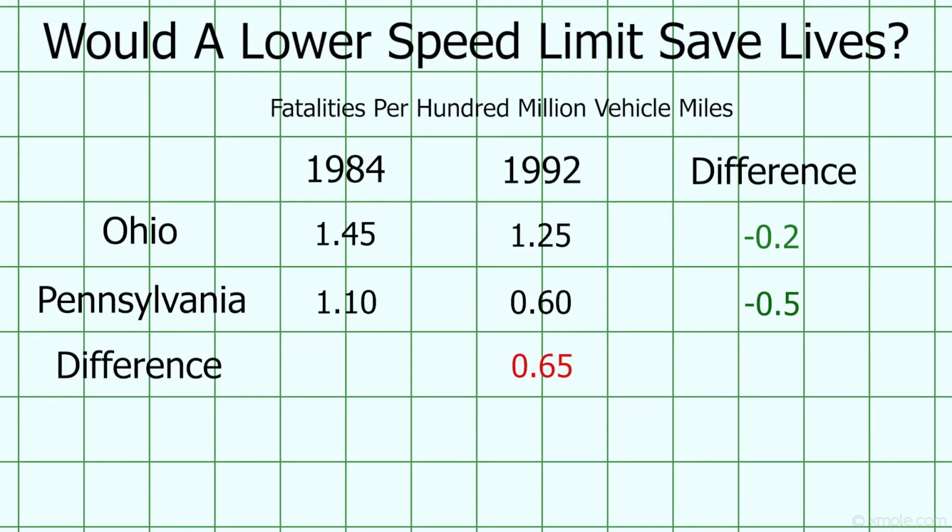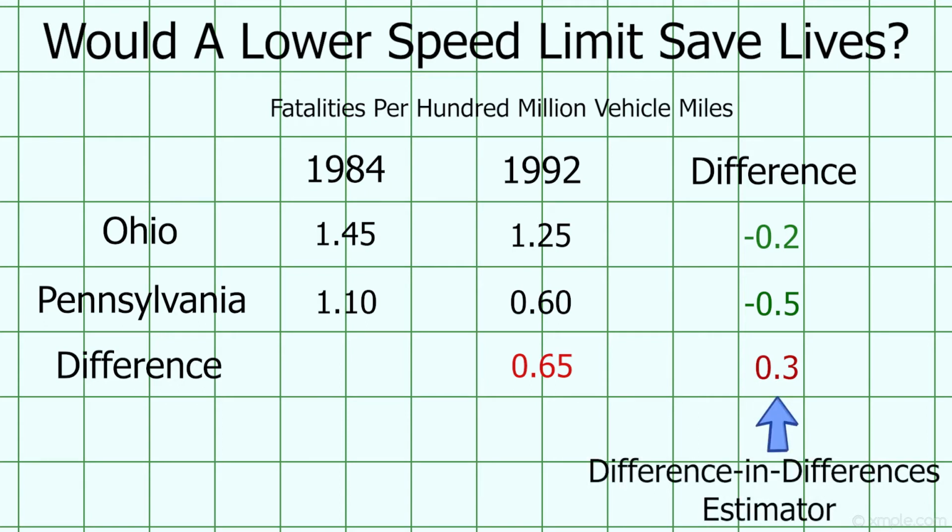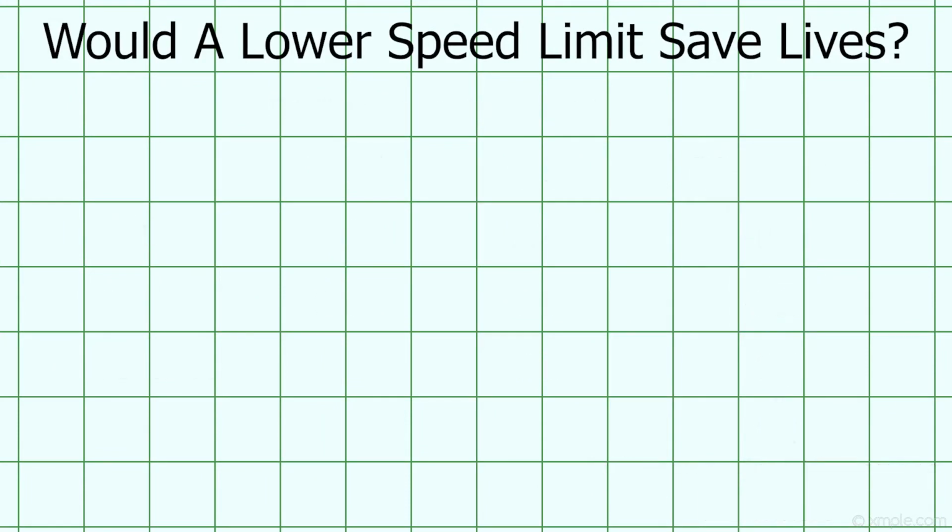Now, we can estimate the treatment effect of the speed limit increase by subtracting Pennsylvania's difference from Ohio's, hence the term difference in differences. In this case, our difference in differences estimator is 0.3, meaning that we can conclude that fatalities in Ohio were 0.3 deaths per million miles higher than they otherwise would have been had the speed limit not been increased. Even though fatalities in Ohio fell between 1984 and 1992, they fell even more in Pennsylvania, which didn't increase its speed limit. This is an example of what's called a natural experiment.